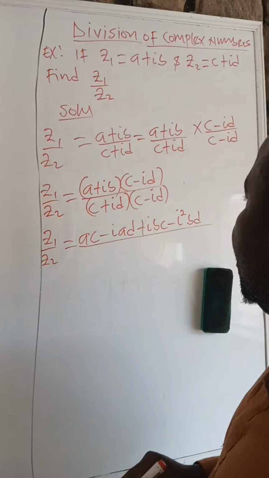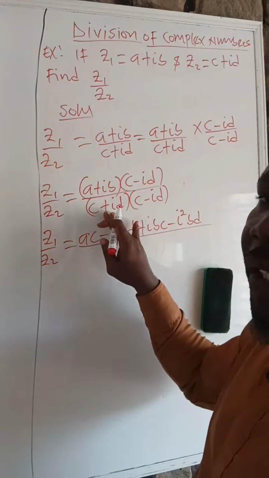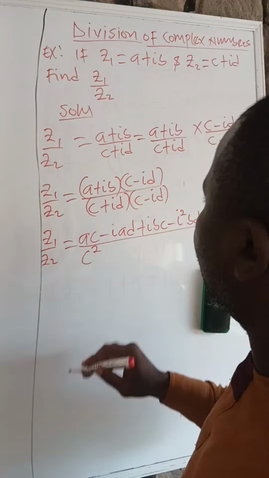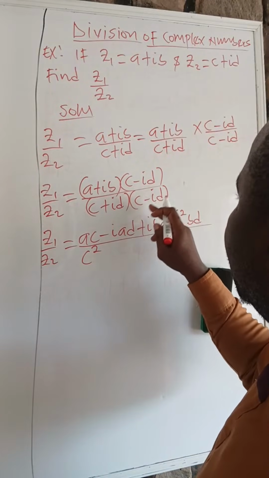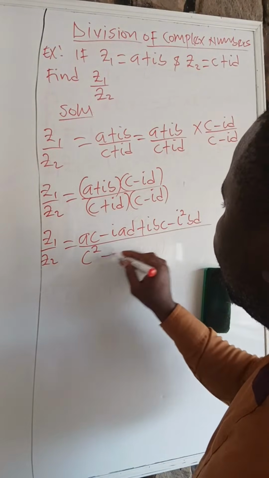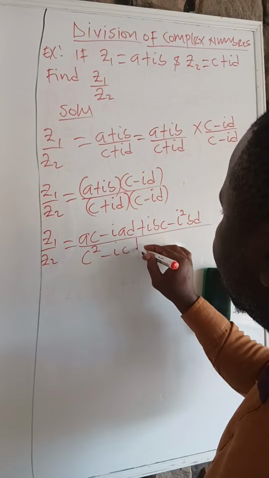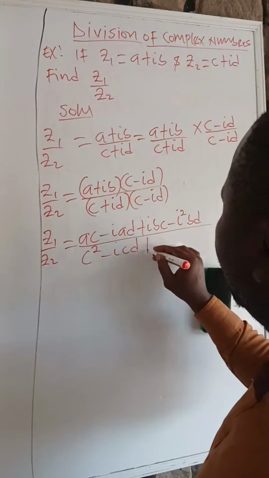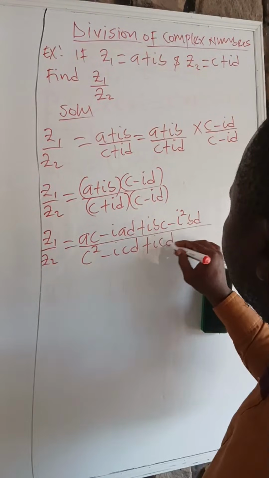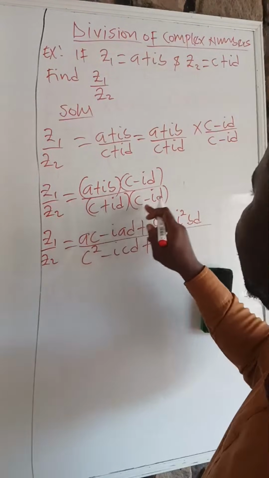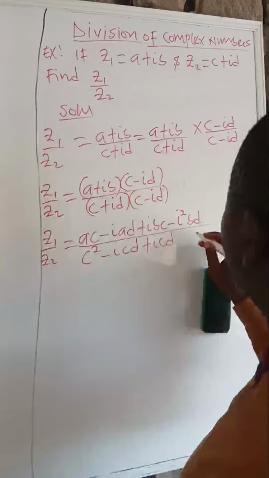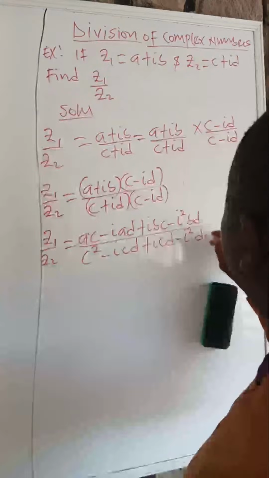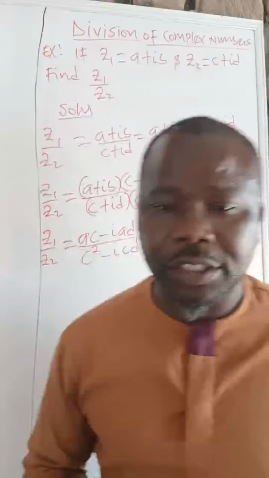That is the numerator. So let's consider the denominator. C times C, we are going to have C squared. C times minus ID is minus ICD. ID times C is plus ICD, then plus ID times minus ID, we are going to have minus I squared D squared.